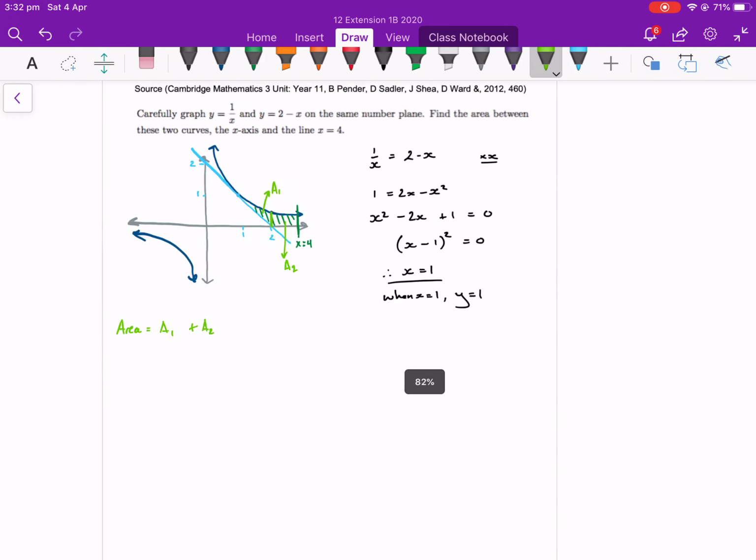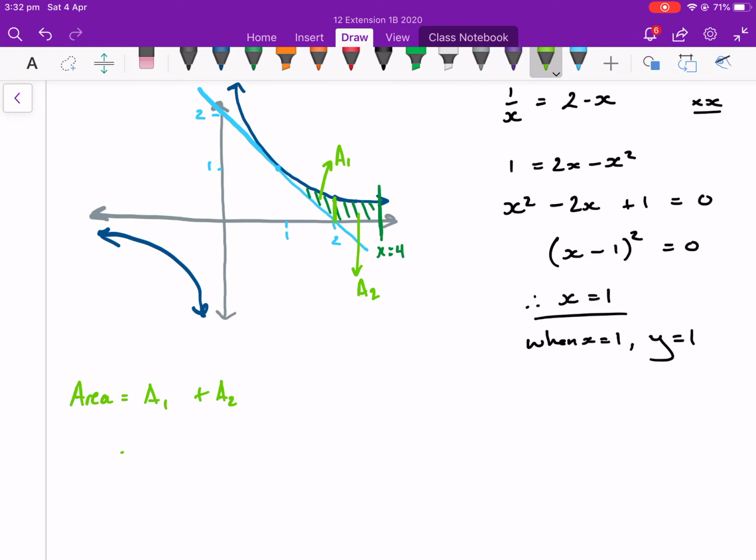Now, the area for a1 is the integral between where the curves meet, so the curves meet up here at 1, 1, so between 1 and when x is 2, of the top curve minus the bottom curve. So the top curve is 1 on x, minus the bottom curve, which is 2 minus x. I'm just putting a bracket around that, because of the negative in there, it can be quite confusing. If you don't put the bracket around, it's an easy mistake to be made there when simplifying this dx. So that's the area of a1.